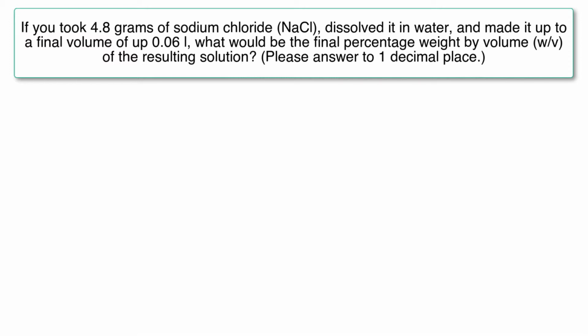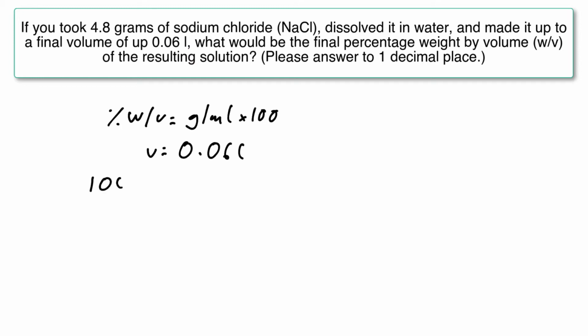Now, percentage weight by volume is just the number of grams divided by the mils multiplied by 100. It's a percentage expression of the concentration of grams per mil. Now, our volume is in litres, so therefore we need to convert that to millilitres. Our volume is 0.06 litres.